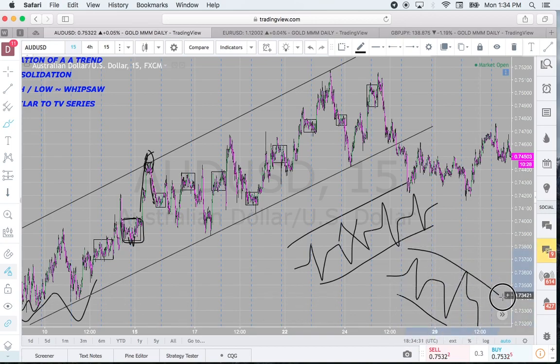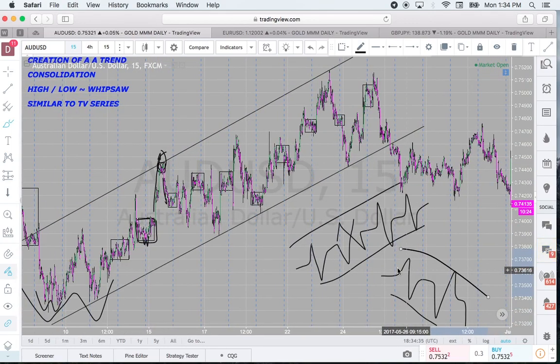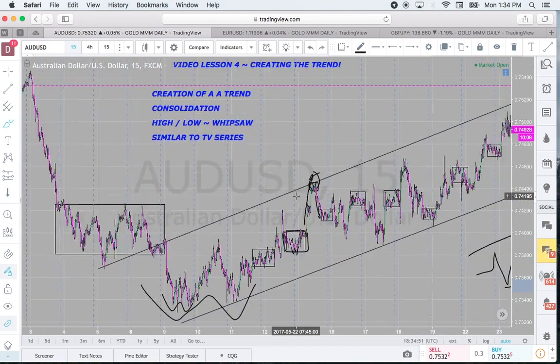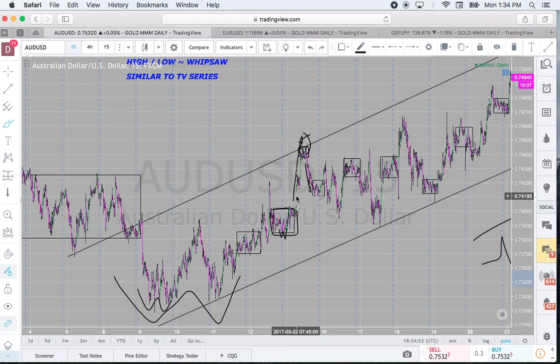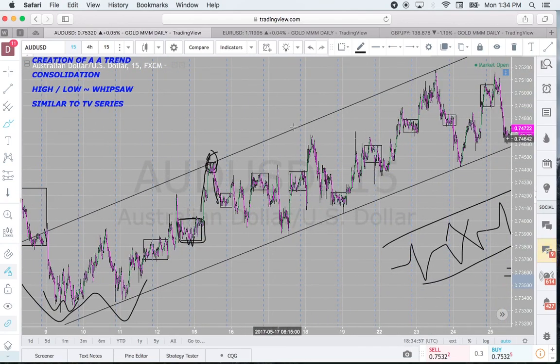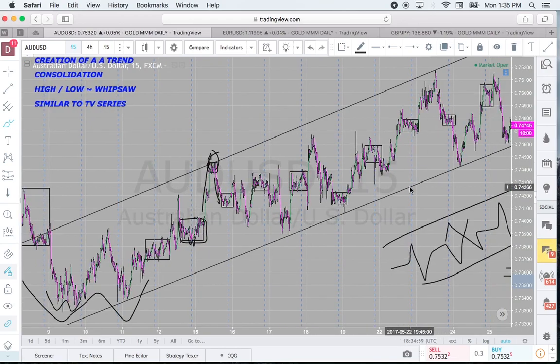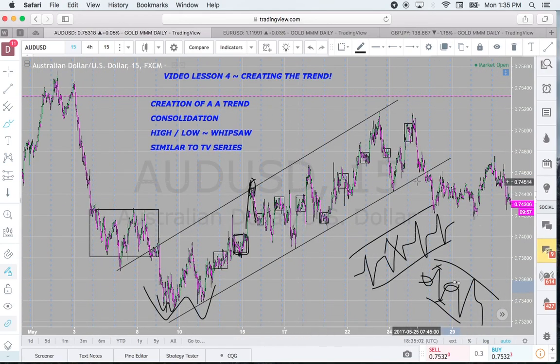And that's how these trends are created. They use session changeover to trap liquidity and then hit the highs and the lows to hit the stop losses, end the day in consolidation once again, and then do the same thing over. And this cycle goes over and over and over until the trend becomes obvious.